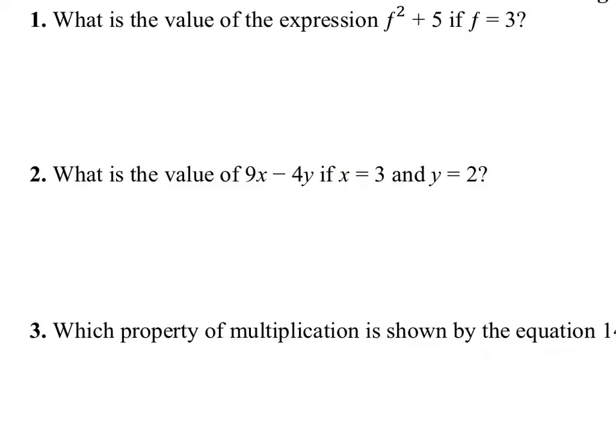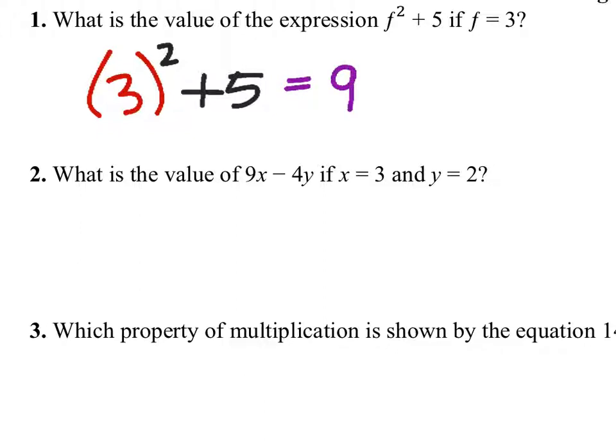Number 1, what is the value of the expression f squared plus 5 if f is 3? Well, we're just going to replace f with 3. And then we said we're going to take f and square it, and then we'll add 5. So 3 squared is really just 3 times 3, so that would be 9. And then we'll add 5 to these, and 9 plus 5 is 14.